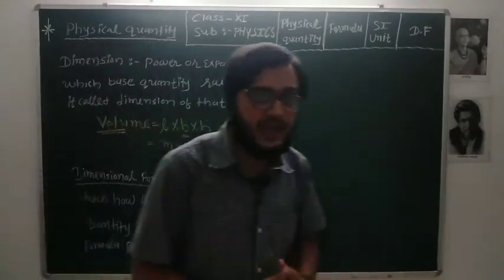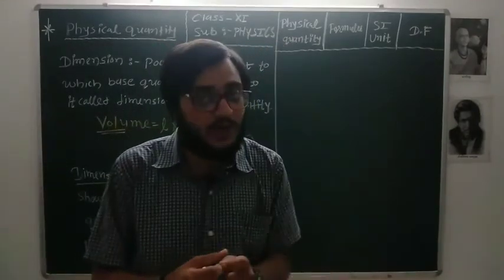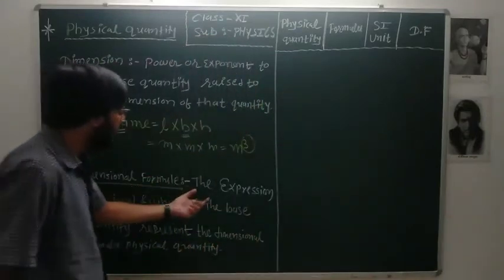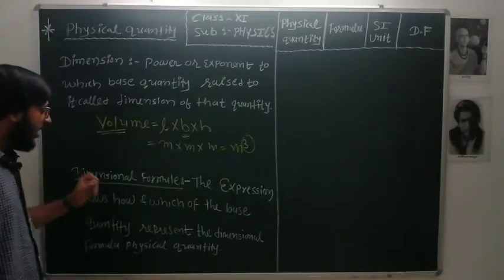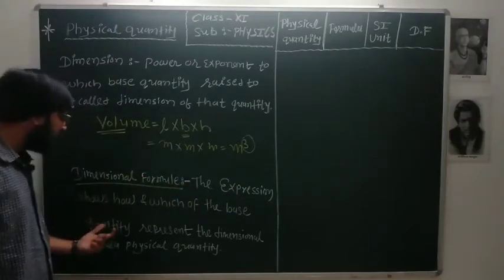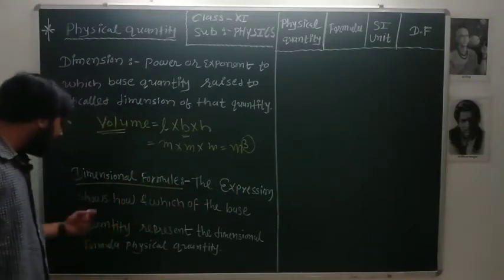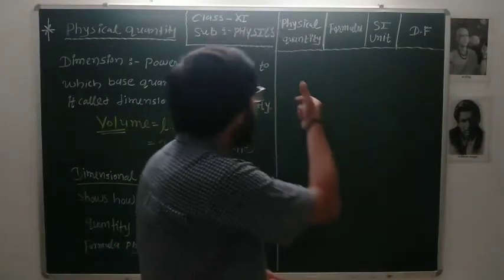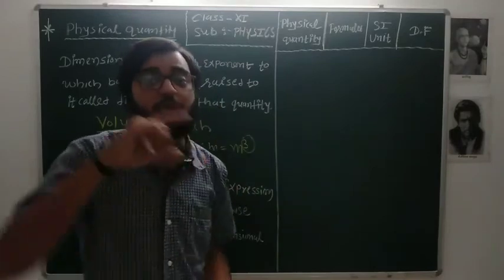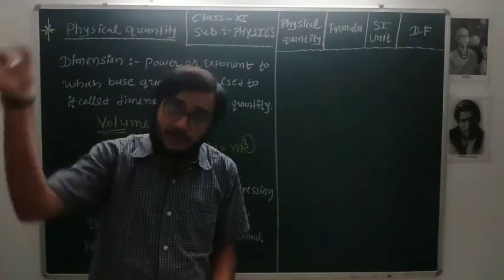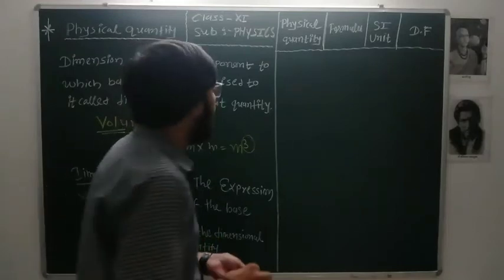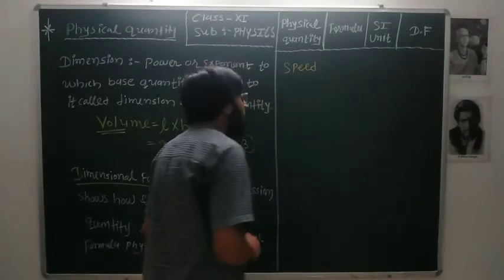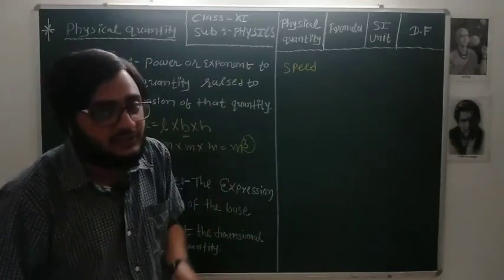Now the other thing is that we need to write the dimensional formula of different physical quantities. The dimensional formula is the expression that shows how and which of the base quantities represent the physical quantity. Here we can write different derived physical quantities from the 7 fundamental physical quantities. First of all, we can write the speed. Speed is the distance divided by time.